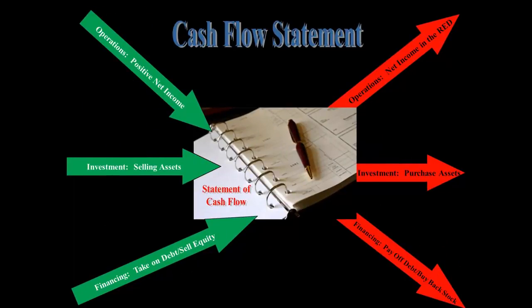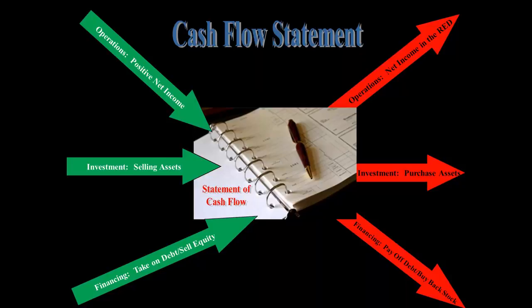If you have positive net income, you have cash coming in. If you're selling assets, which is usually not a good sign, but if a company is selling its factory or its patents, then we have money entering the company under the investment category. And if money is coming in through financing, that means the company either sold stock, borrowed money from a bank, or sold bonds. Conversely, if money is leaving the organization under operations, we're talking about a negative net income.